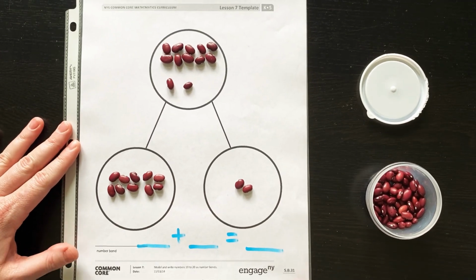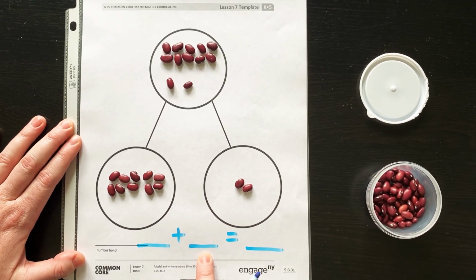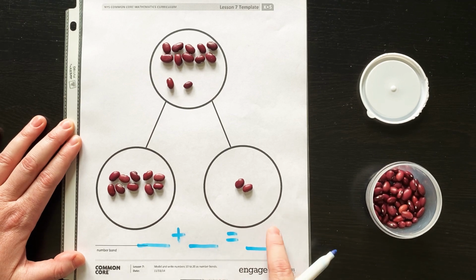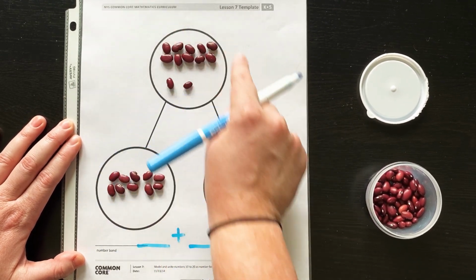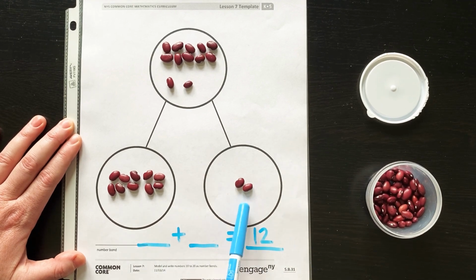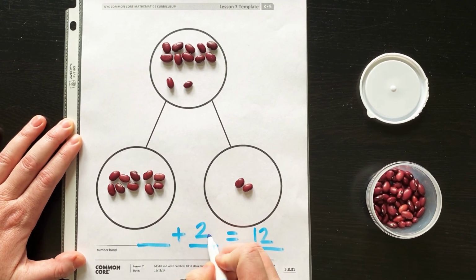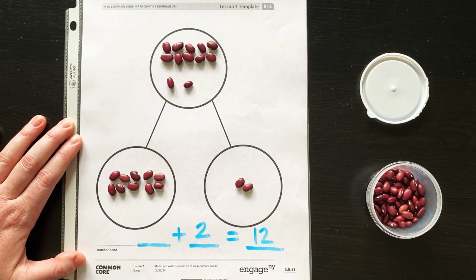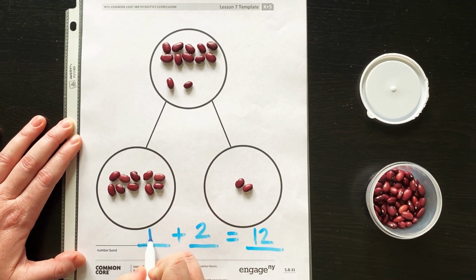Let me push that up. All right, parts together equal the whole. So our whole is 12, 10, 2. And if one of my parts is 2, what's my other part? Yeah, 10. So I fill in that 10.